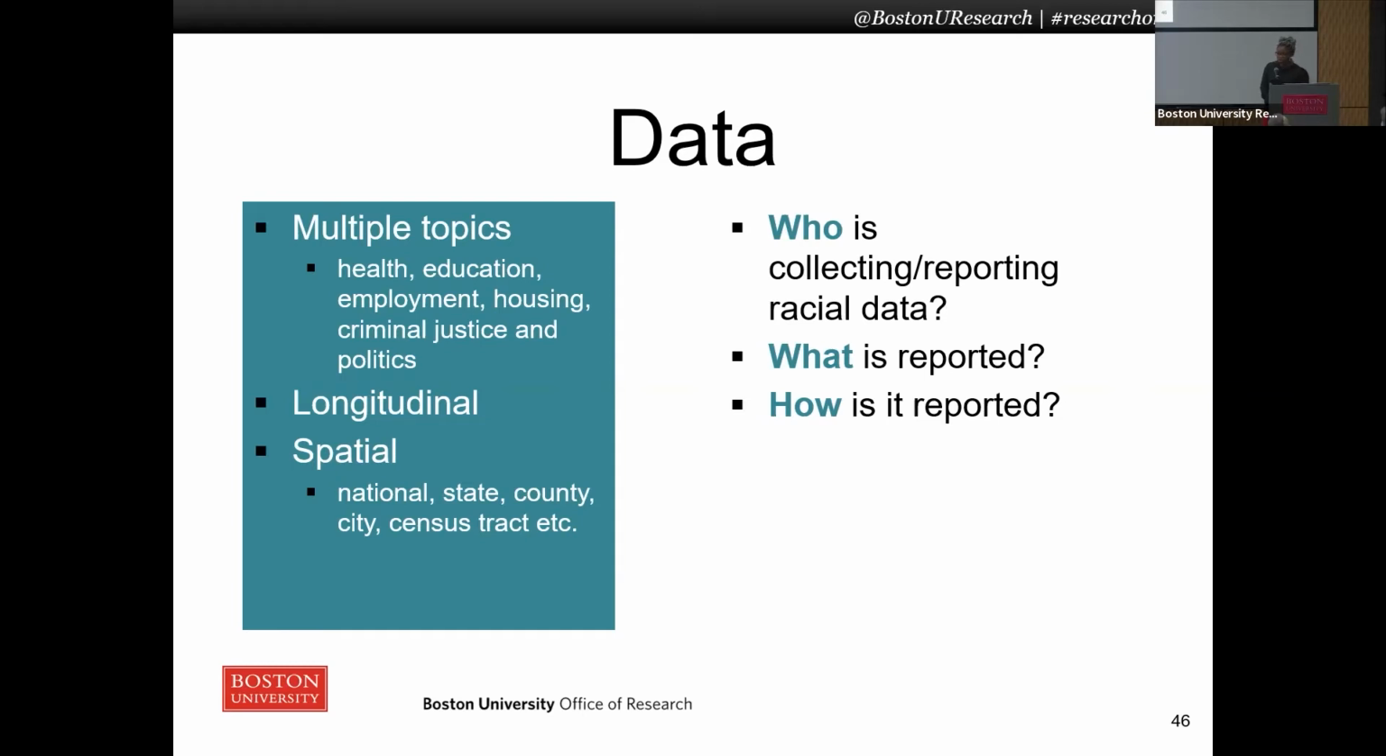So Katie Anderson talked a little bit about this. So who is collecting and reporting this data? What is being reported? And equally as important is what is not being reported, and how is it being reported? So for example, looking at data on health outcomes collected from state and federal databases, what we're finding is that for a single outcome, you can have in 1 year 3 racial categories reported, in another year you have 30 racial categories reported. So it's really difficult to use this data.